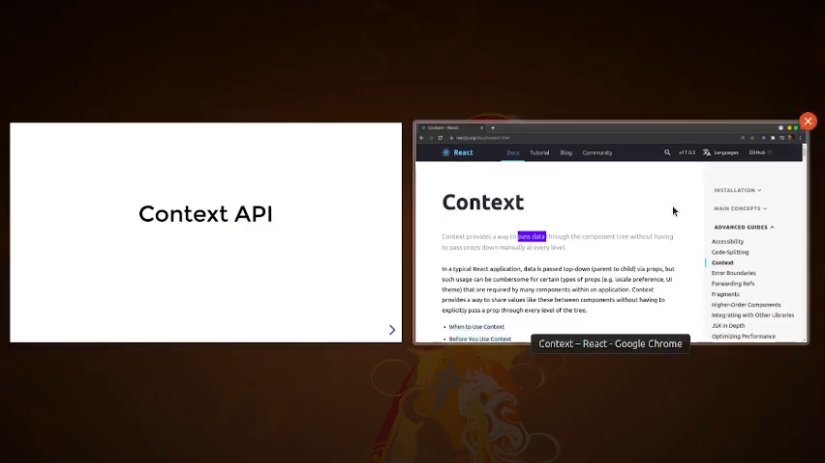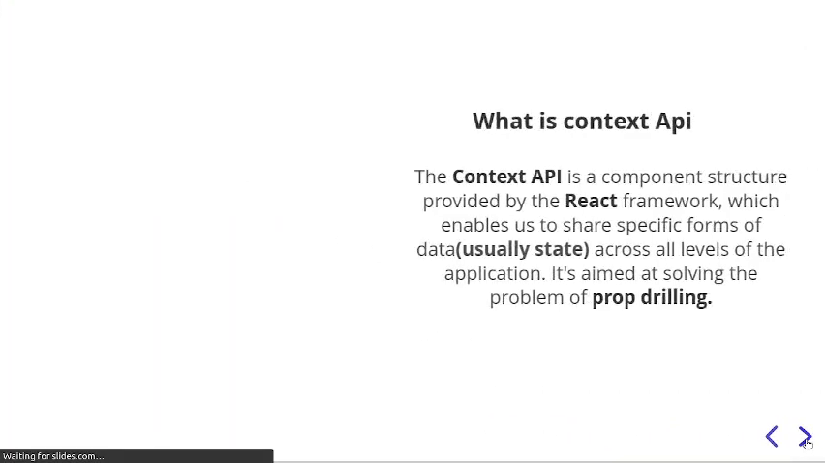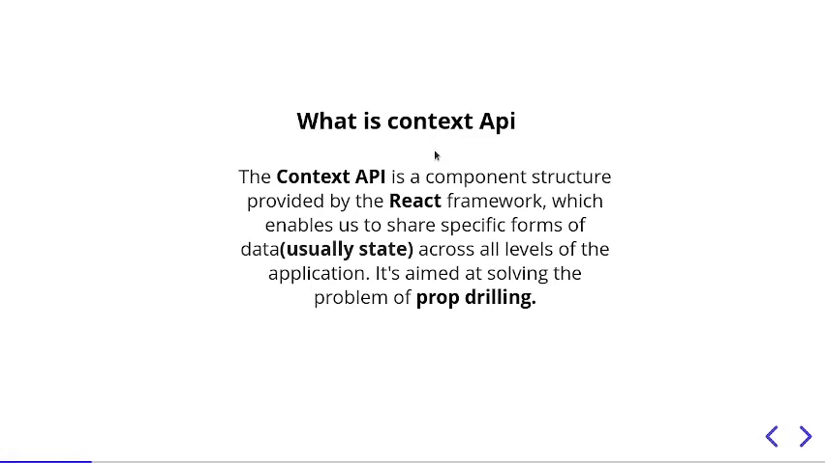So let me just go back to my slides. So the same thing I said: the context API is a component structure which allows us to share specific forms of data, usually state, across all levels of the application. It's aimed at solving the problem of prop drilling. In a minute or so, I'm going to show you maybe a diagram of how prop drilling works and why we try to avoid it, because we don't necessarily need the context API if you're doing small applications.